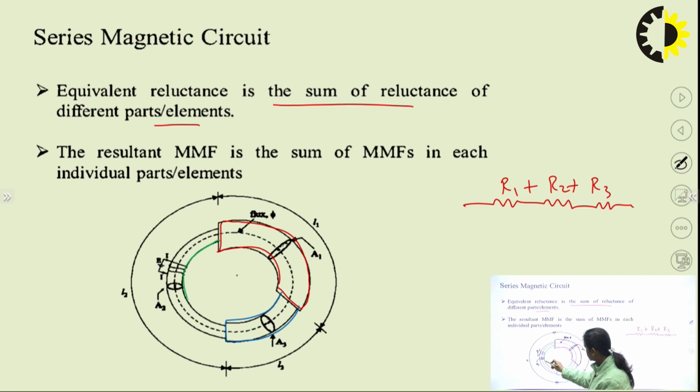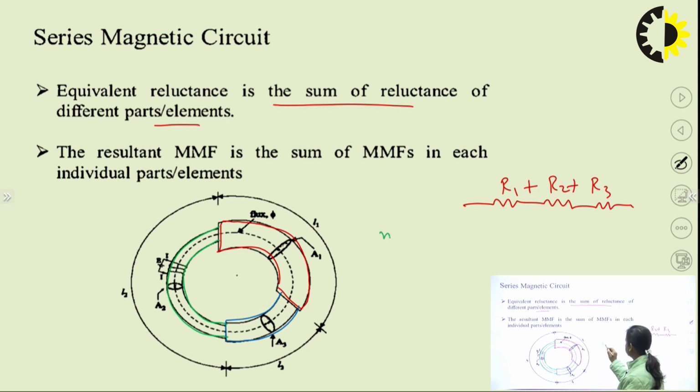If we see this, here we can see that these three materials are combined and the length and the area of cross section are different. So reluctance will be different. So first we know the relation between the reluctance, MMF and the flux.